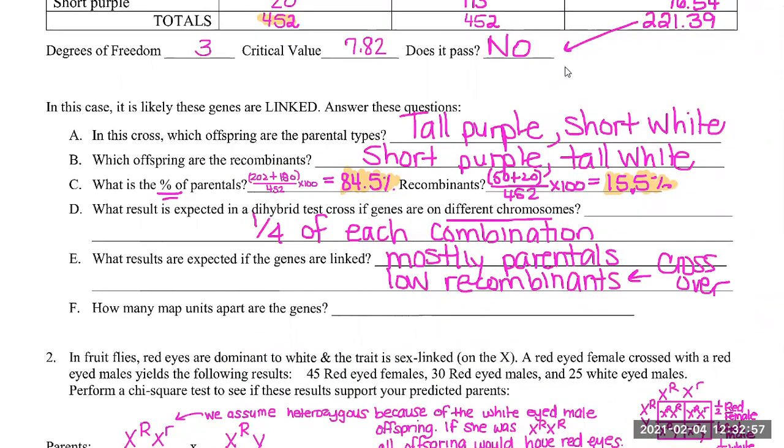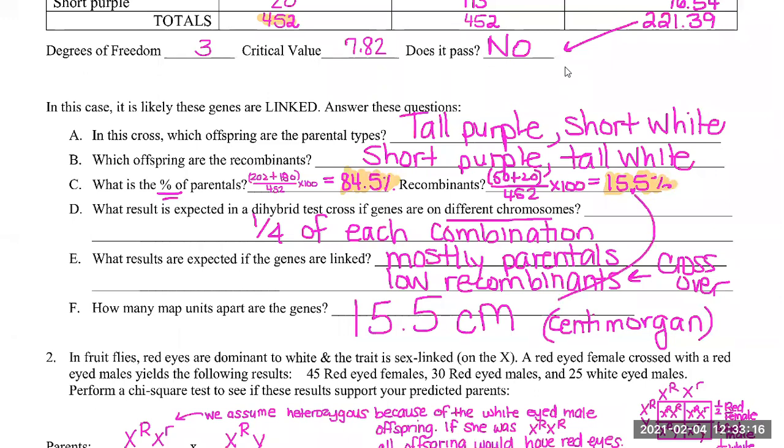All right, and then how many map units are part of the genes? This is actually really easy. The map units are equal to the recombinant frequency. So in other words, 15.5. The unit for this is centimorgans. They made this unit up after Morgan, who studied the fruit flies. So whatever you get for your percent, that's the same as your map units. And that's how far apart the genes are on the chromosome.